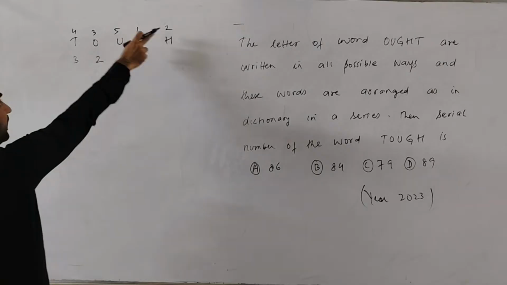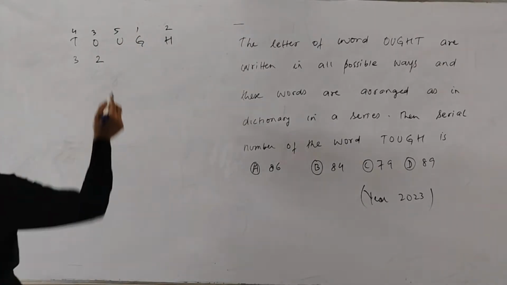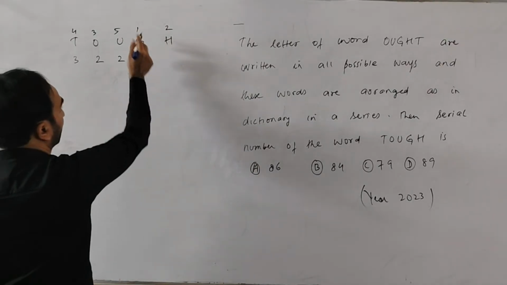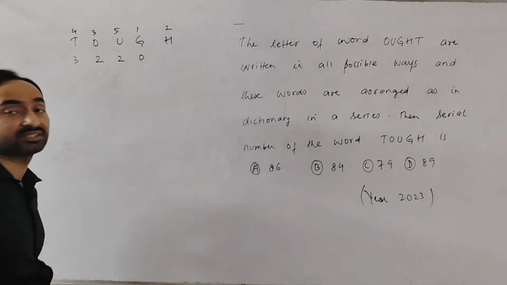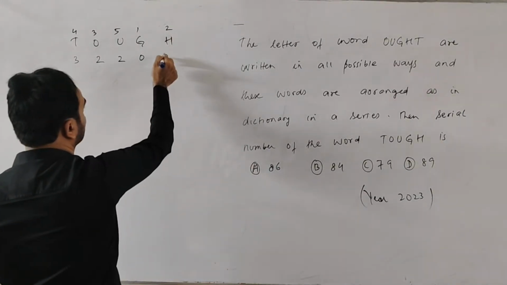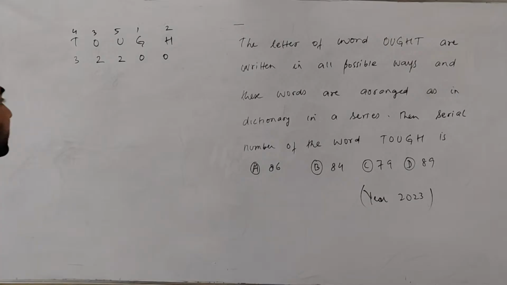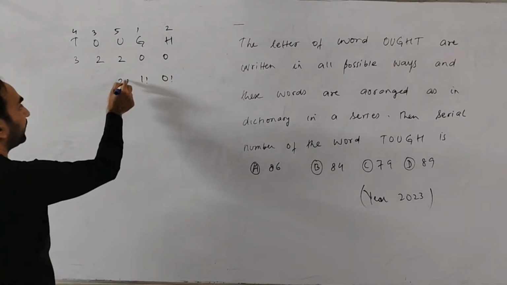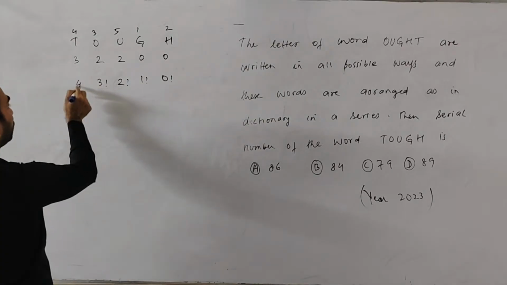2 here. On the right side of this, how many numbers are lesser than this? So there are again 2 numbers. And on the right hand side of 1, how many numbers are lesser than 1? So there are 0 numbers, and same for this 0. After writing this, we have to write here 0 factorial, here 1 factorial, here 2 factorial, 3 factorial, and 4 factorial.